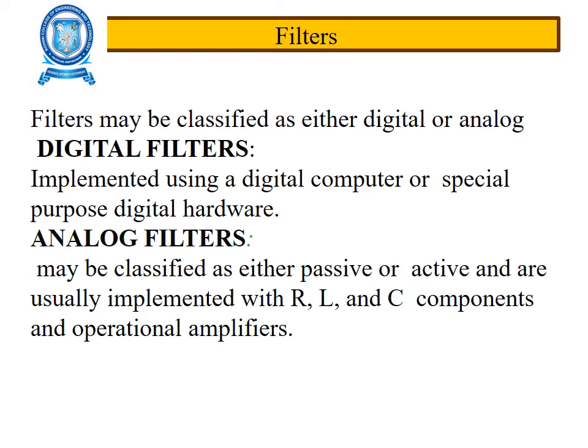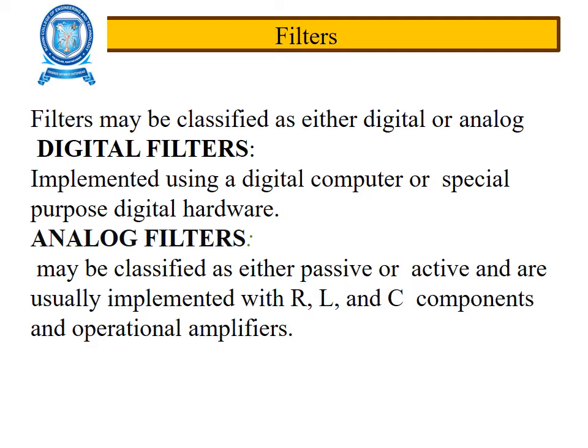It is implemented by using a digital computer or special purpose digital hardware. For example, in digital image processing for medical applications, say an X-ray, if we are scanning something, the output will be taken in printed form, or in case of MRI we can view the output on some digital hardware, or for ECG we can see the waveform on that digital hardware. So these are a few examples of digital filters.